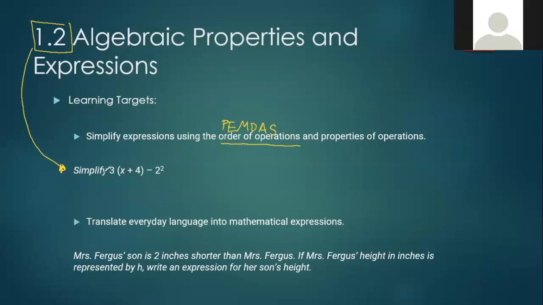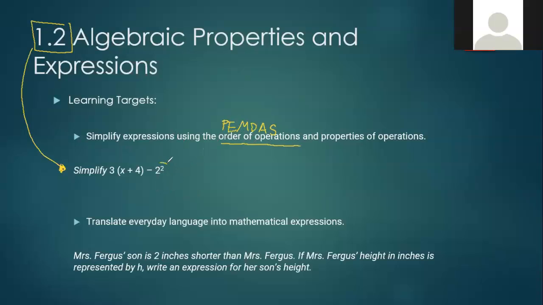But if we are going to simplify this expression, 3 times the quantity of x plus 4 minus 2 squared, what's the first thing we're going to do here? The P for parentheses. So let's look in parentheses. Is there anything to simplify? X plus 4. Anything to simplify? No, I agree. Nothing to simplify. All right, so then we're going to look at the next part of PEMDAS. Exponents. Do we have any exponents to simplify? If we do, what does that give us?